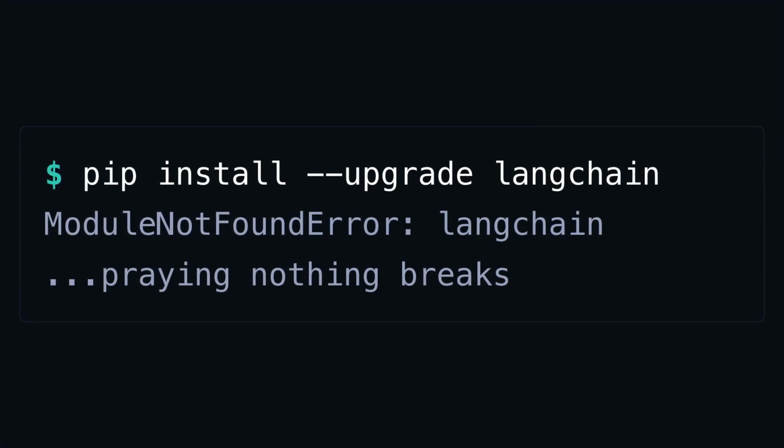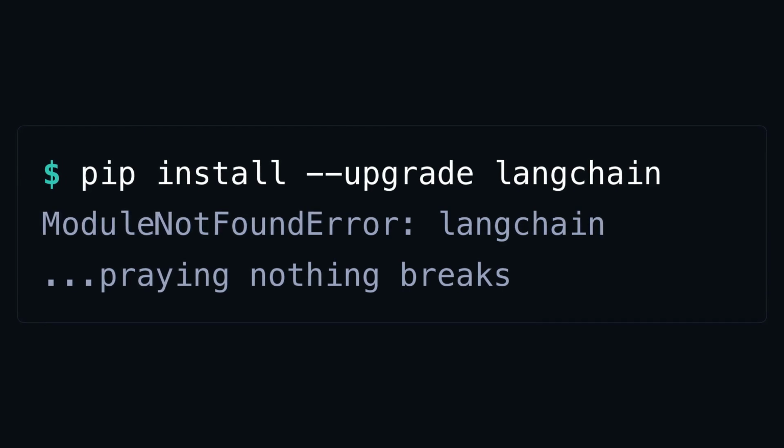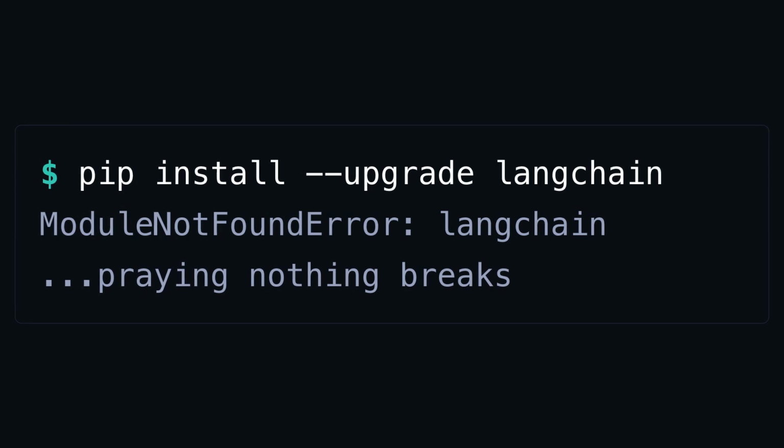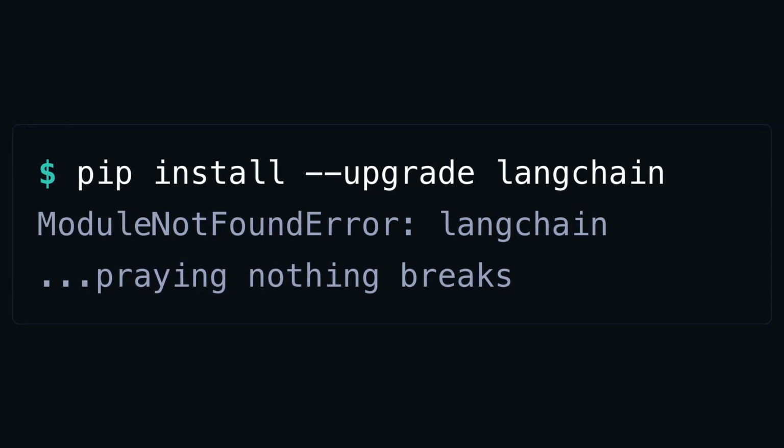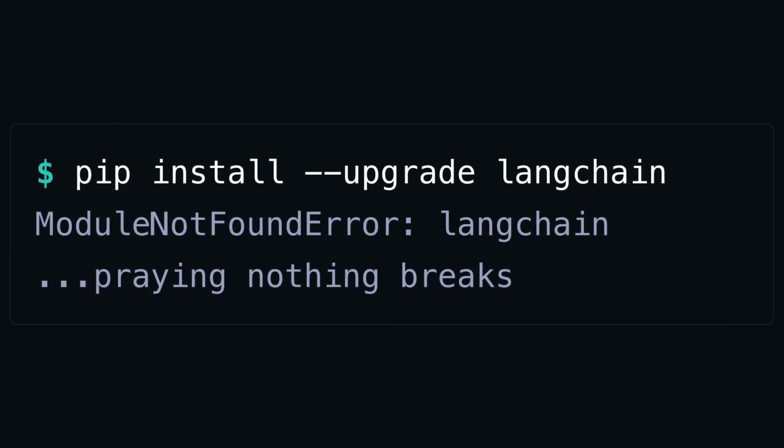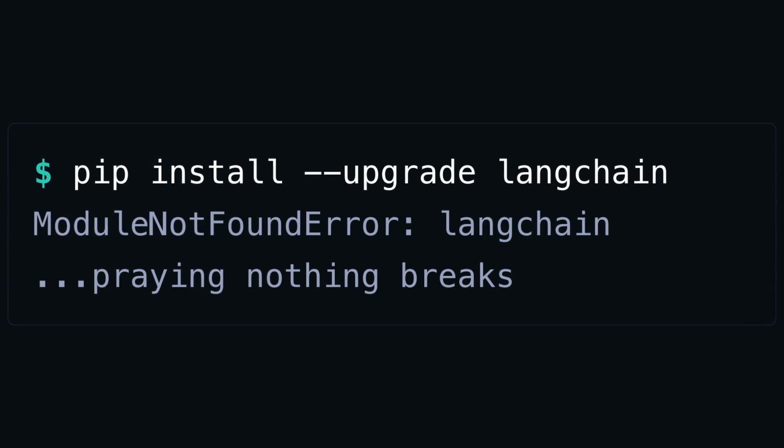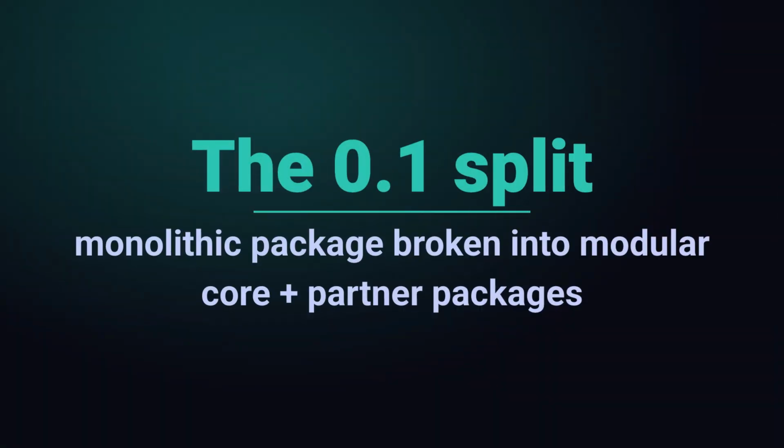Let's start with LangChain, because it has the most notorious reputation here. The jump from the pre-0.1 era to the modular 0.1 and beyond wasn't just a version bump. It was a full architectural divorce.